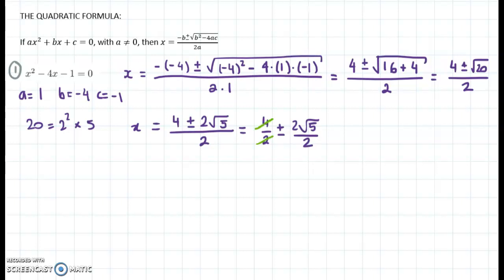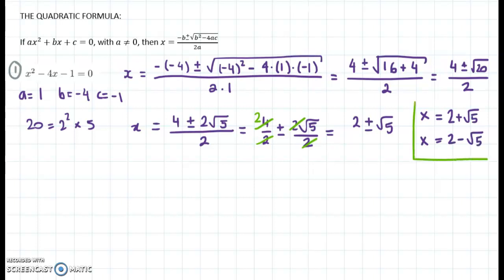We simplify a factor of 2 here and a factor of 2 here. So we have that this is 2 plus or minus the square root of 5. So we are saying there are two solutions for this equation. X can be 2 plus the square root of 5, or x can be 2 minus the square root of 5. And both solutions are good for us.